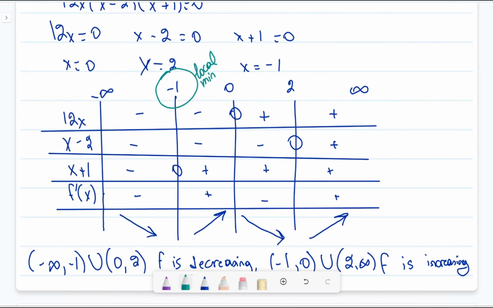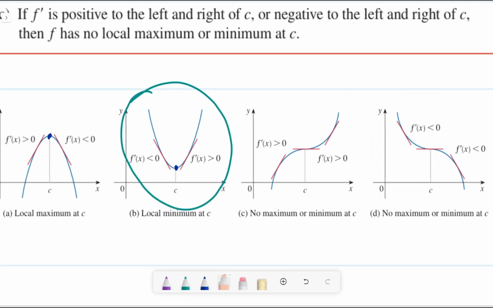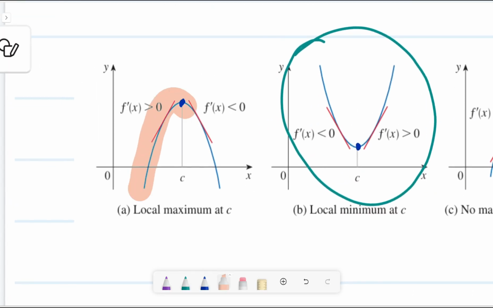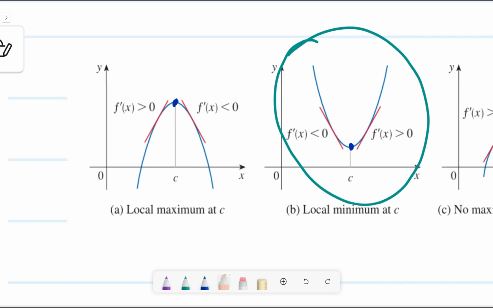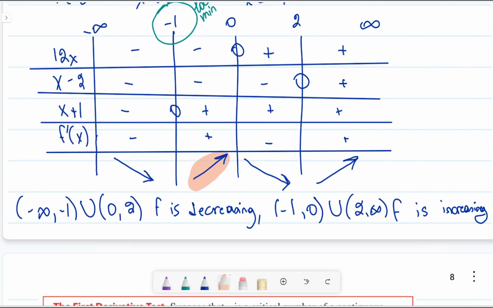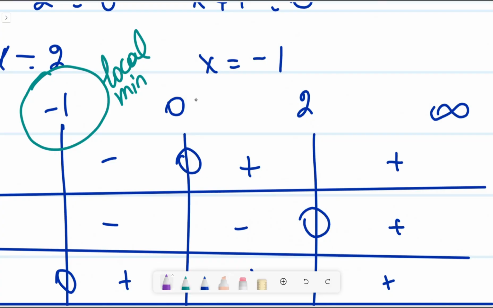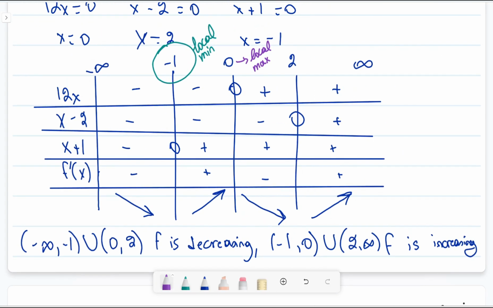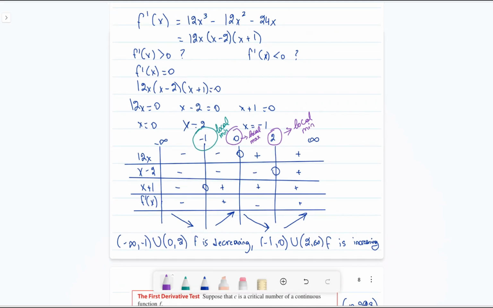And now right here, it's increasing and then starts decreasing. Let's look below: when it's increasing and then starts decreasing, just as we have right here, we have a local maximum at the point. So this means that we have a local maximum when x is 0. And now again, we are decreasing and then start increasing, which shows that we have a local minimum when x equals 2. And this is how we apply the first derivative test.